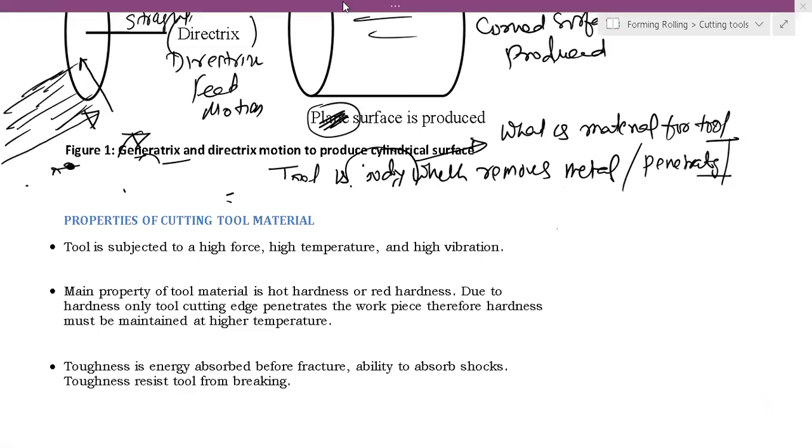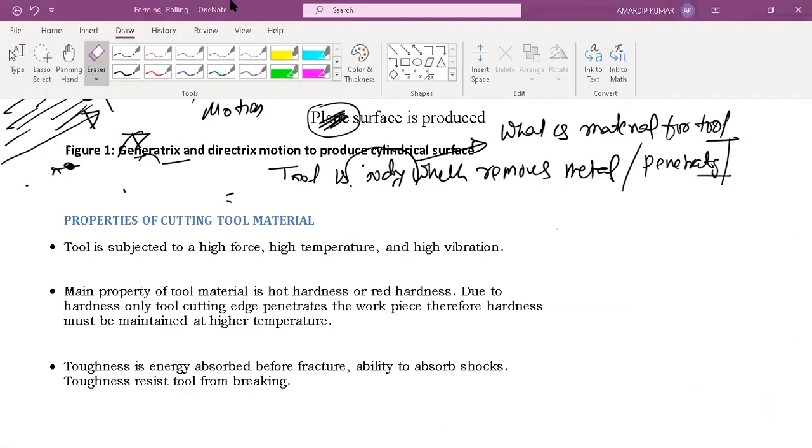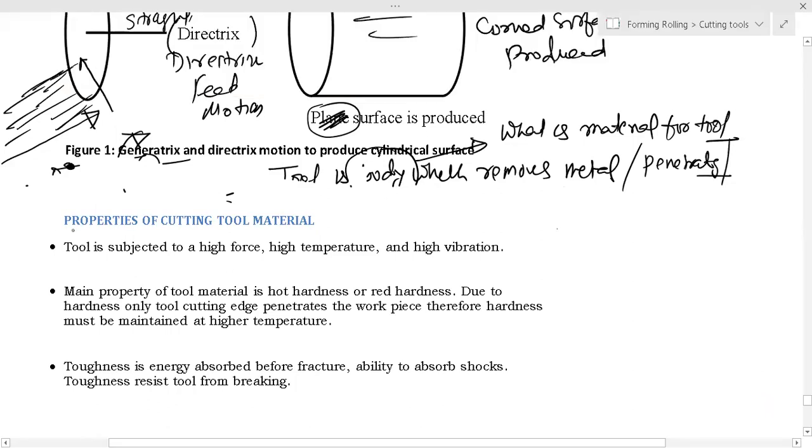So we are discussing the tool material properties now. I think you must have gone through that, but again I am discussing. Blue color will be used. Properties of cutting tool material, that is very important. So the tool is subjected to high force, high temperature and high vibration. Why high force? Because if you see this tool cutting geometry, right?